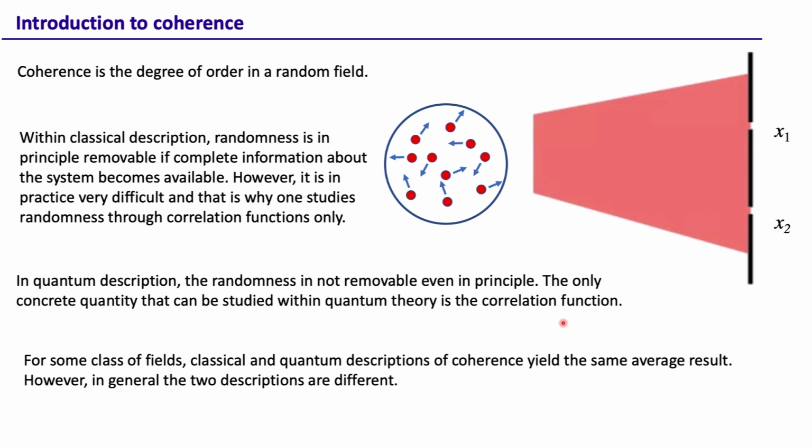There can be some class of fields for which the classical and quantum descriptions of coherence yield the same result. But of course, this is not true in general. One example that we can have here is the entangled field. With entangled fields, the experimental results that we see can definitely never be explained in terms of classical theories. But there definitely can be certain fields that can be explained using either classical coherence theory or quantum coherence theory. Okay, so this was just the basic conceptual description of what coherence is and what coherence theory aims to achieve.